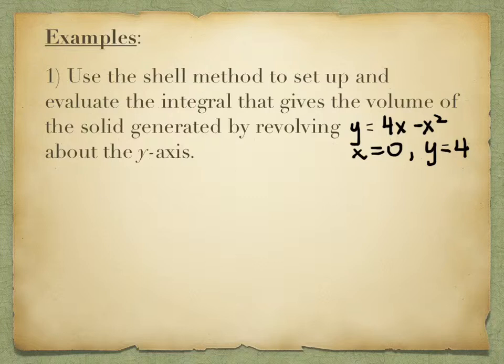We're going to evaluate an integral that gives the volume of the solid generated by revolving these three lines, or equations rather, around the y-axis. So the first thing we need to do, just like we did in the last section, is draw the representative information, okay? So we've got an equation, y equals 4x minus x squared.